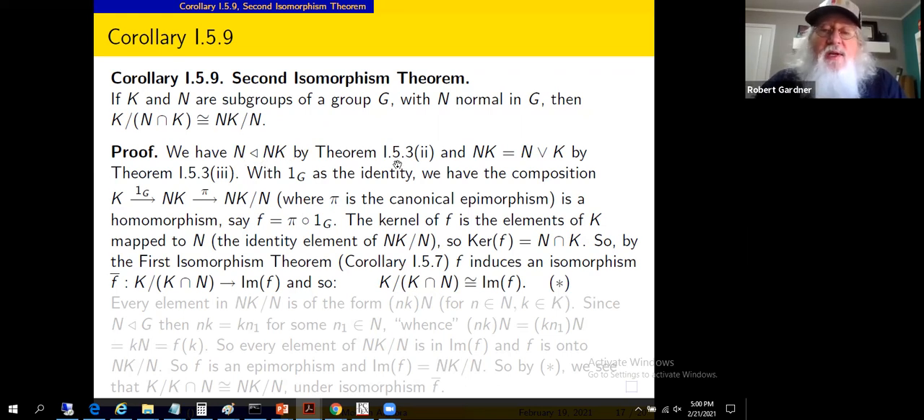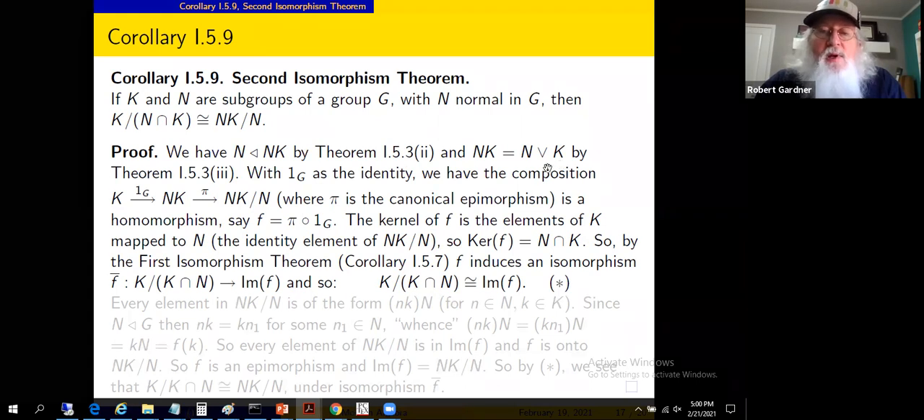N is a normal subgroup of NK, so that was given by theorem 1.5.3, part 2. NK, the join of N and K, is also a group. That was theorem 1.5.3, part 3. So we went through and looked at joins and subgroups for these NK things with exactly the same hypotheses that we have here. All right, so we need a mapping first. Let 1 sub G be the identity on group G. Consider the composition. Okay, this is mostly paperwork, this introduction of an identity function.